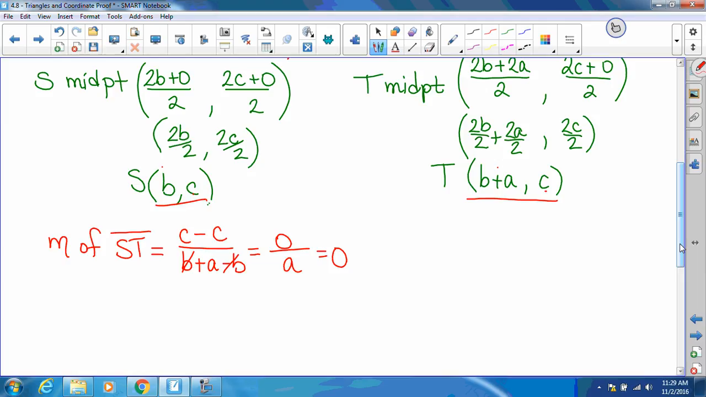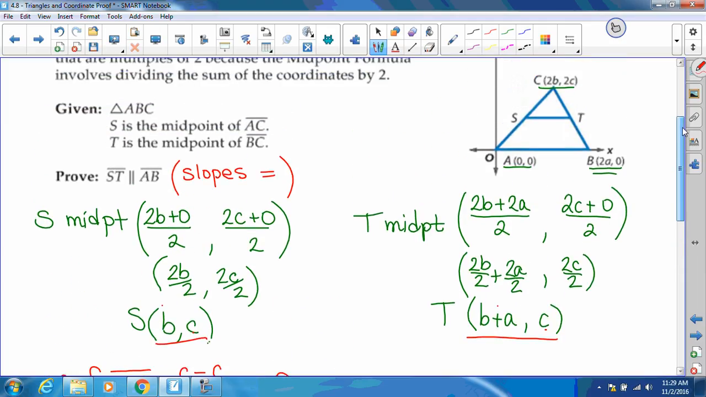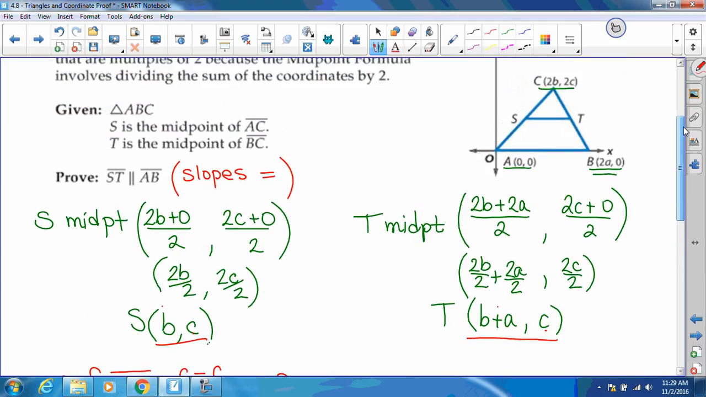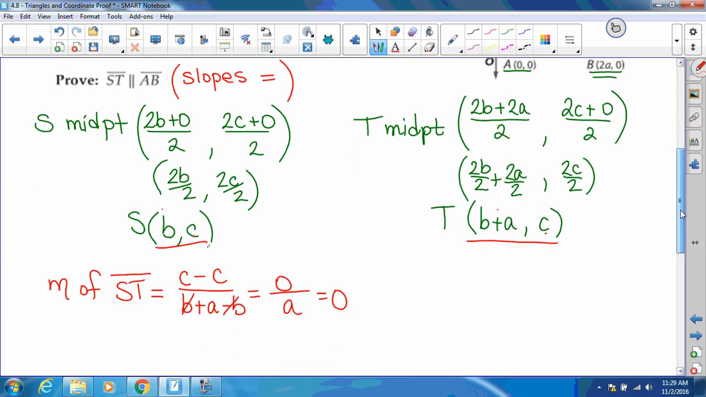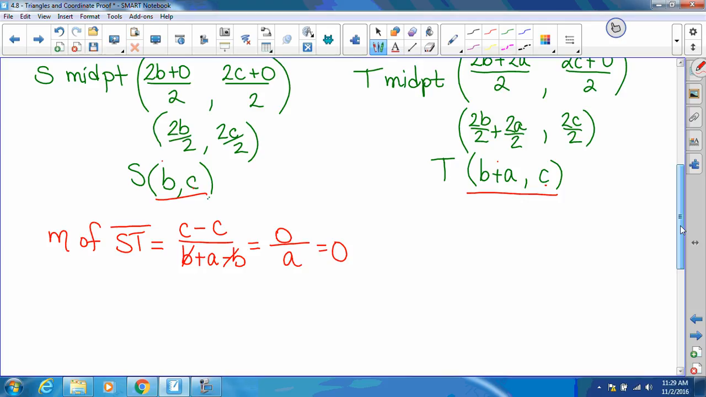Okay, now, you should look at your picture, you should have gotten 0, right? Because a horizontal line has a slope of 0. Now we're going to find the slope of segment AB. We're going to do the same thing. So again, I'm going to subtract my Y coordinates, so that's 0 minus 0. Now I'm taking the points from A and B, and then 2A minus 0. So I get 0 over 2A, which reduces to 0.